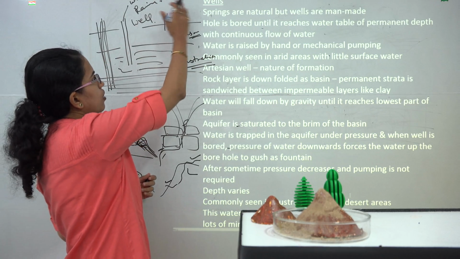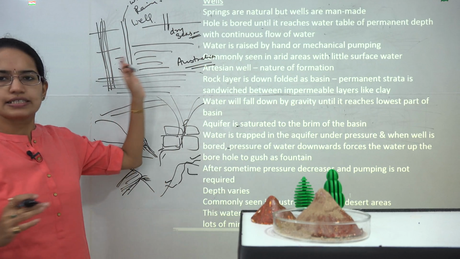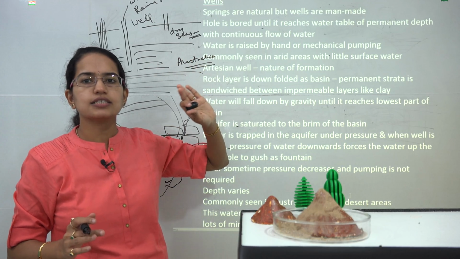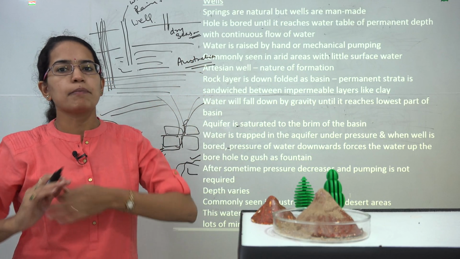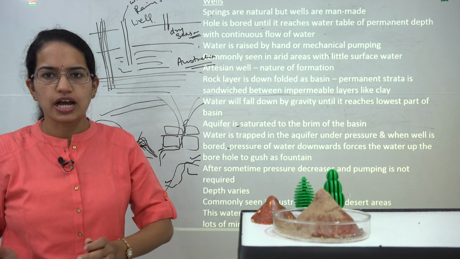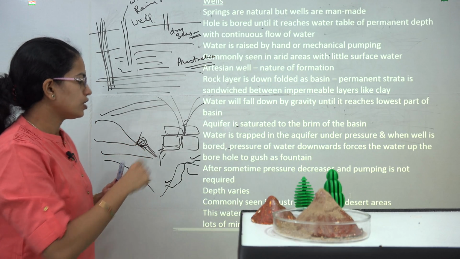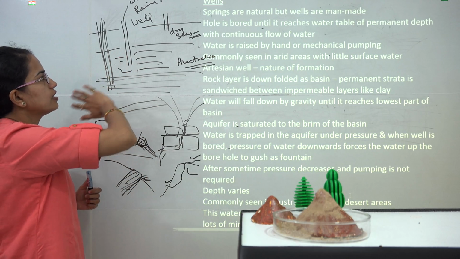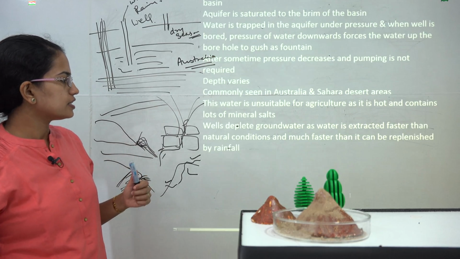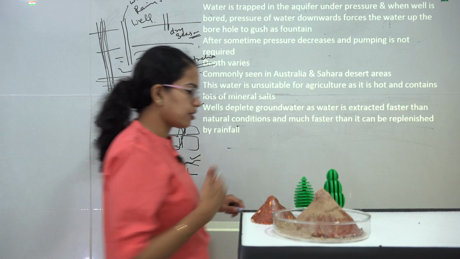Now the depth of the well varies. It's commonly seen, as we said, in the desert areas. So Australia is a good example, the Sahara Desert. In India you have the Thar Desert in Rajasthan. So all those are the examples where you have wells that are seen. So with this we cover the 4th chapter of Goh Cheng Leong.